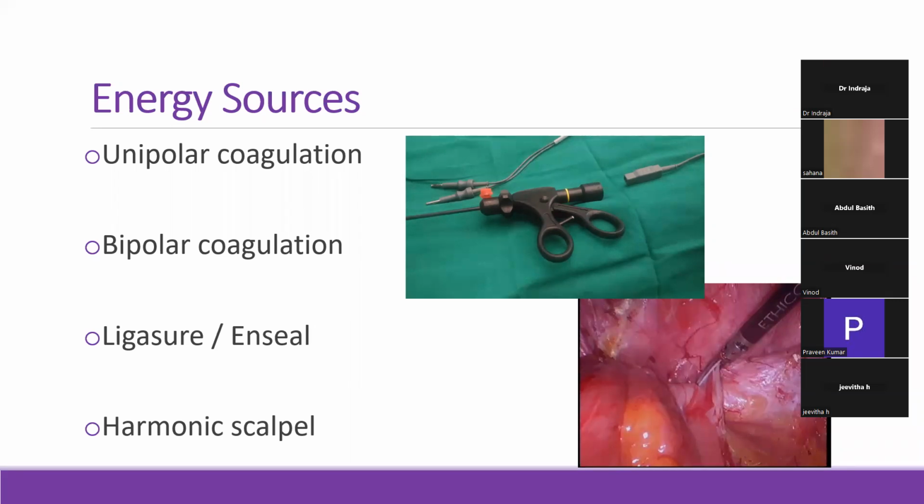Sir, vessel sealer, it contains coagulation. Is it a bipolar or a monopolar, or neither? It's a bipolar. Okay. Yes, sir. All right, agreed. And we can use it for both coagulation and cutting also, sir. Okay. How is it different from a regular bipolar? Sir, in regular bipolar, we can't do cutting, no, sir.